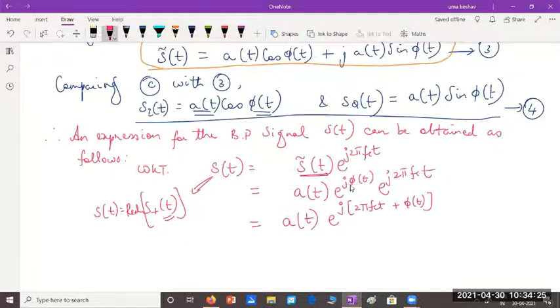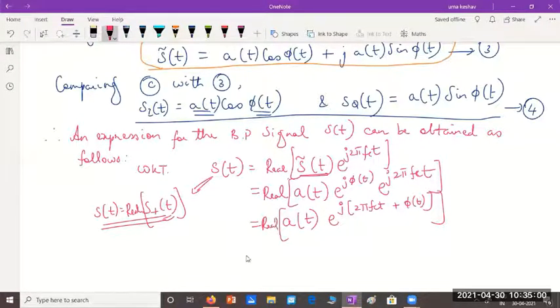So j is taken as the common factor, phi of t plus 2 pi fct we have. What can I write S of t? Here I should include real. It's the real part of this. Yes or no? S of t represents real part of S plus of t, and S plus of t is written as complex envelope of S of t into e power j2 pi fct. So don't forget to include real.